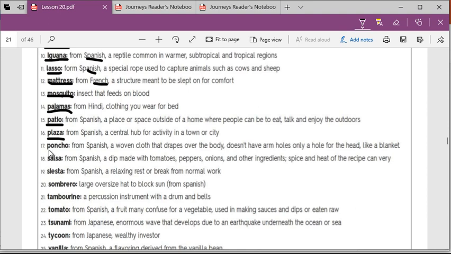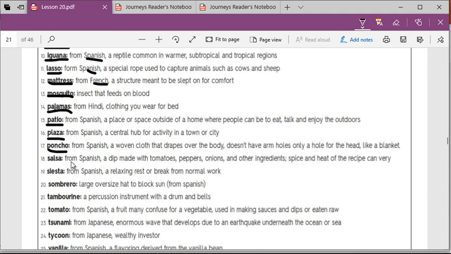Poncho. Poncho is a woven cloth that drapes over the body and it doesn't have arms and legs. It's like a coat or jacket that people put on their bodies, but it doesn't have an arm or leg. Now, the next word is salsa.